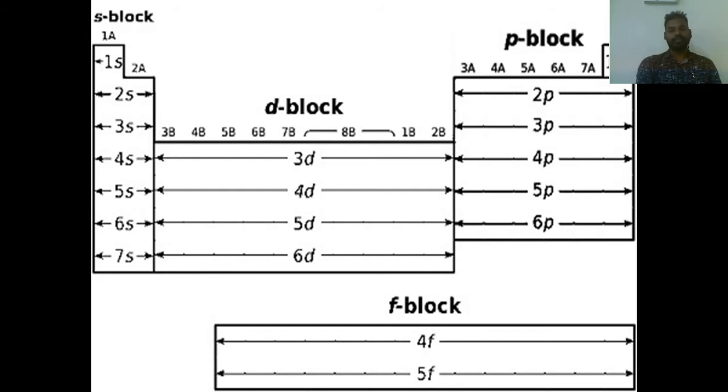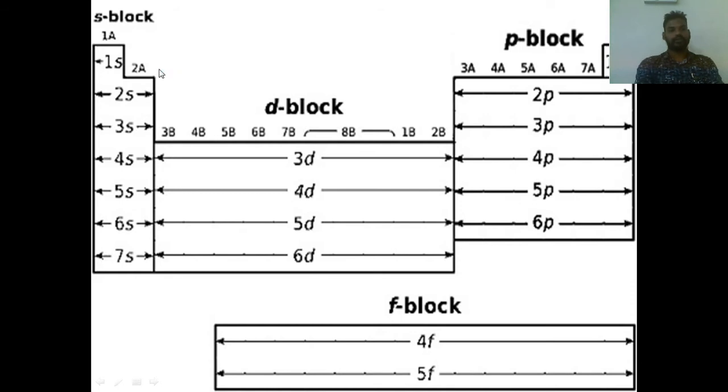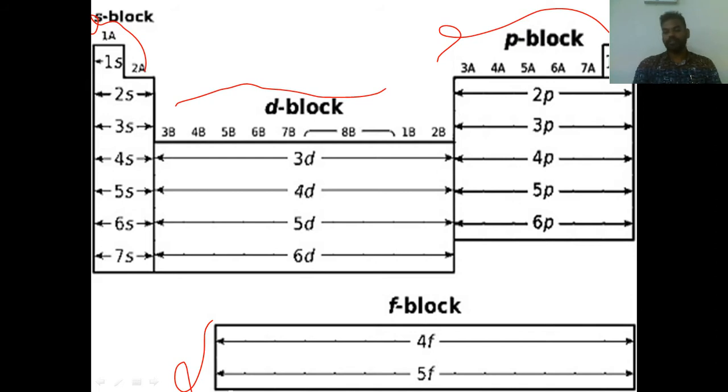So here this is the S orbital, and it is the D orbital, and here is the P orbital. See here, the D orbital is in between the S and P orbitals, and the F orbital is at the bottom of the periodic table. So this is the position of the S, P, D and F orbitals.